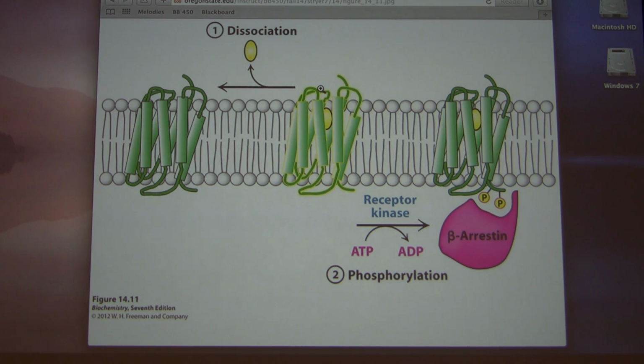You can see in the scheme of things that a receptor lacking epinephrine can bind to one and get put into an activated state. That's something you've already seen before.